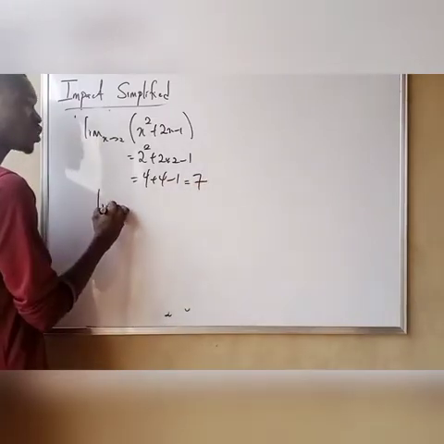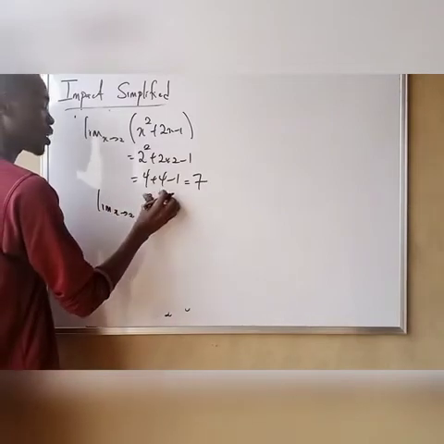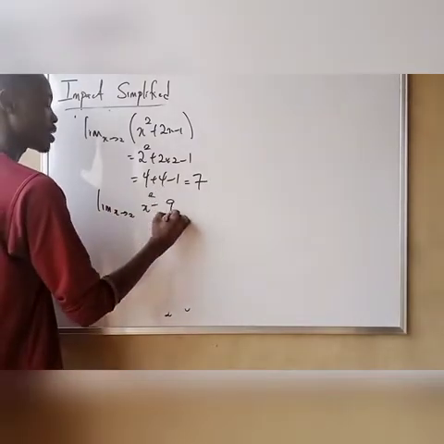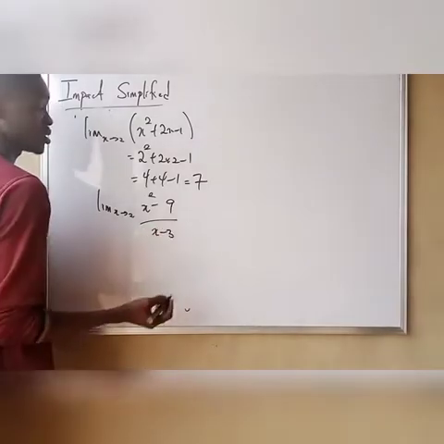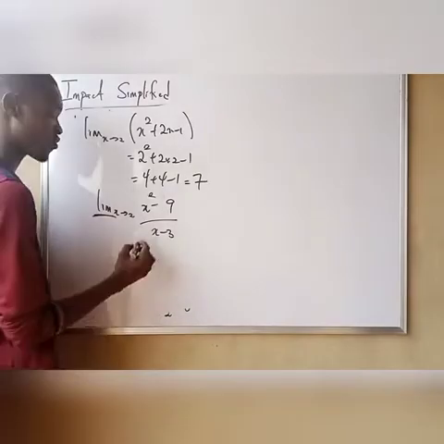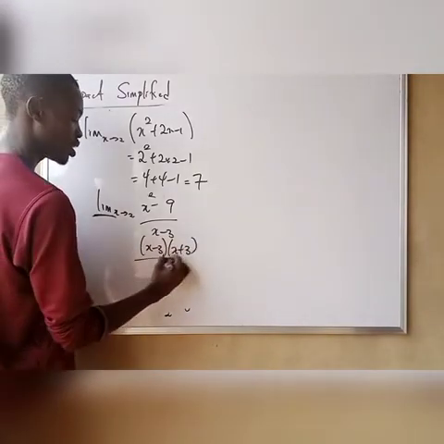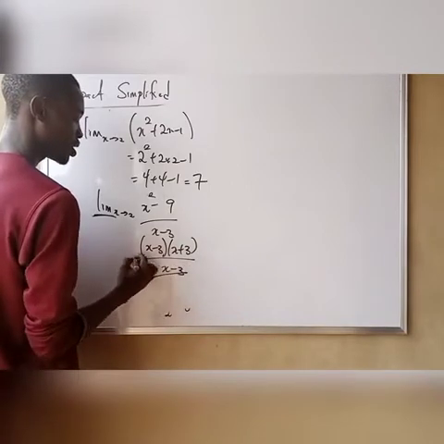Now let's look at this. We have the limit of x tending to 2 of x raised to power 2 minus 9 over x minus 3. The same thing, you can still simplify. That is limit. You simplify first. And that will give us x minus 3 into x plus 3 over x minus 3. This will cancel this.